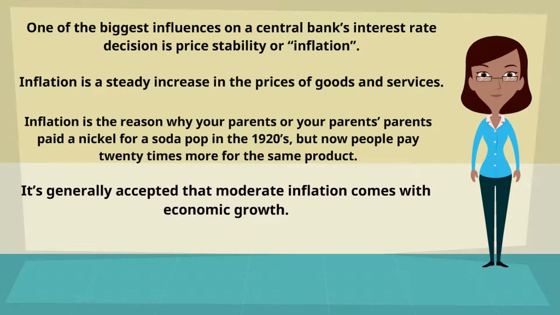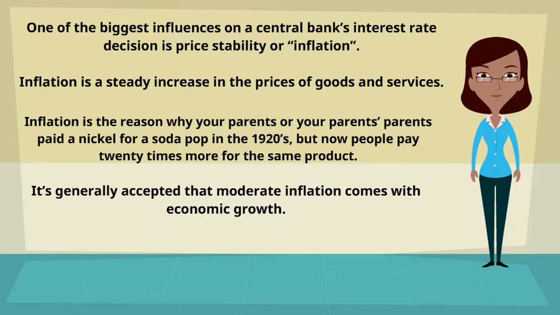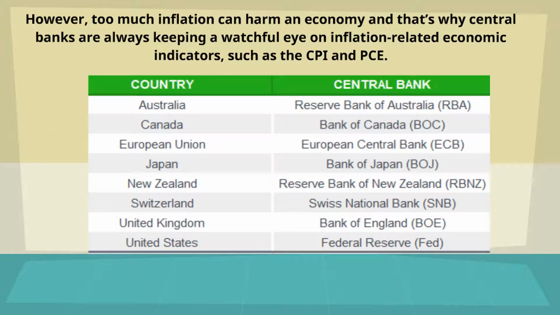One of the biggest influences on a central bank's interest rate decision is price stability, or inflation. Inflation is a steady increase in the prices of goods and services. Inflation is the reason why your parents or your parents' parents paid a nickel for a soda pop in the 1920s, but now people pay 20 times more for the same product. It's generally accepted that moderate inflation comes with economic growth. However, too much inflation can harm an economy, and that's why central banks are always keeping a watchful eye on inflation-related economic indicators, such as the CPI and PCE.